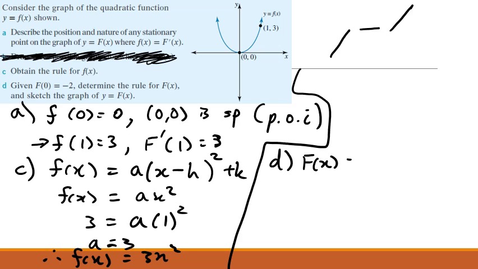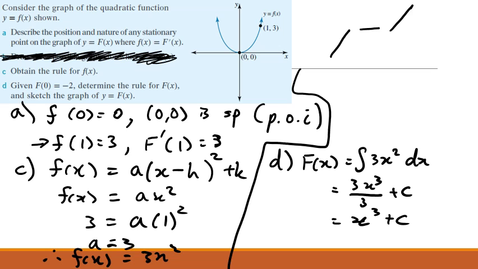So big F of x is equal to the integral of 3x squared. So we get 3x cubed over 3 plus c, which is nice and easy because then you just get x cubed plus c. Then if you read here, given that f naught is -2, sub that in. So nice and easy, f of x equals x cubed minus 2.